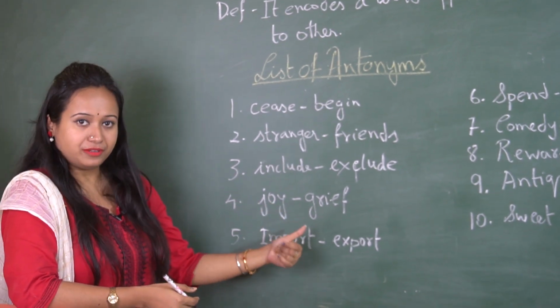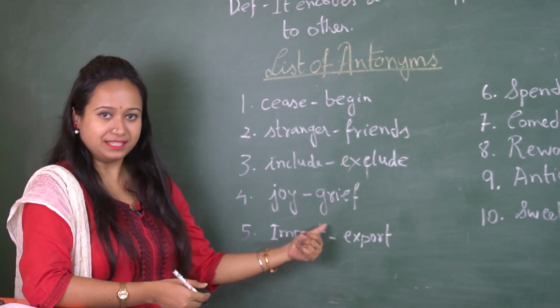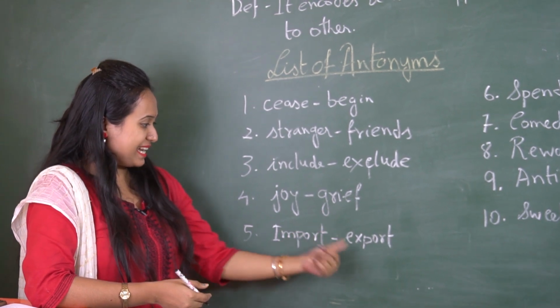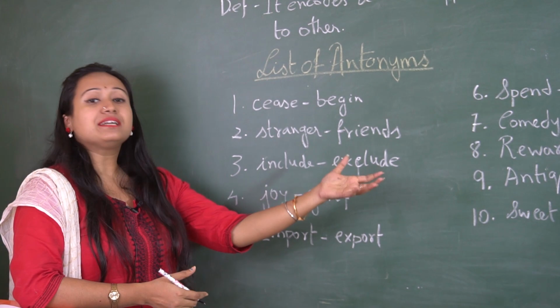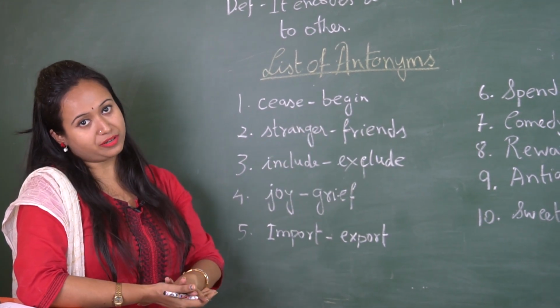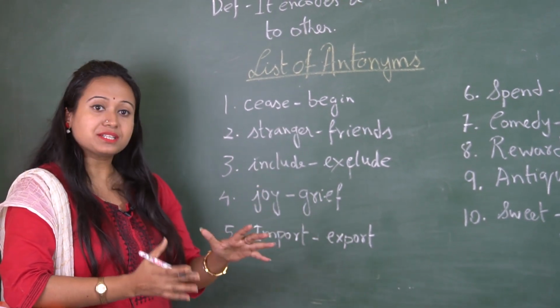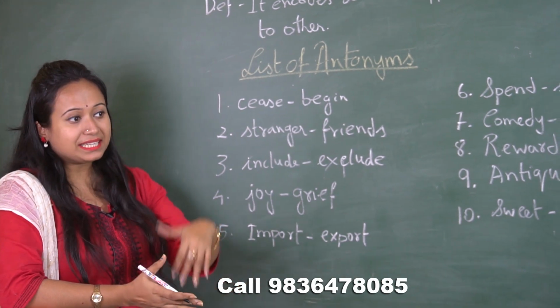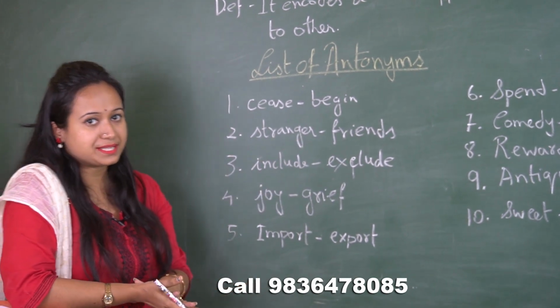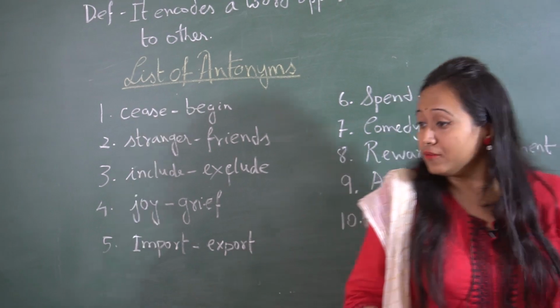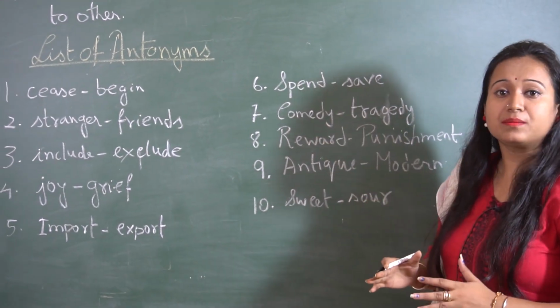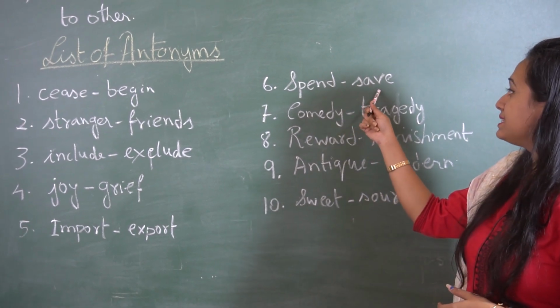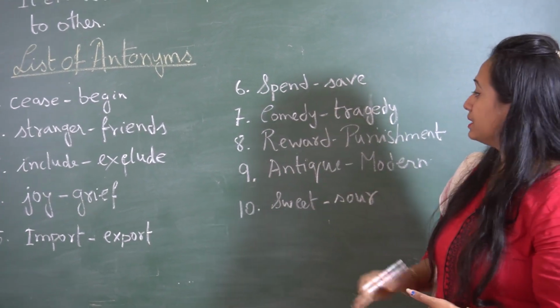Joy, grief. Joy is happiness and grief is sadness or sorrow. Import, export. Import is something which you are taking from other countries and bringing to your country. And export is the products which are made over here, you are selling them off, you are sending them to other countries. Next, which is spend and save. Spending, you are splurging something and using the money, and saving is on your budgeting method.